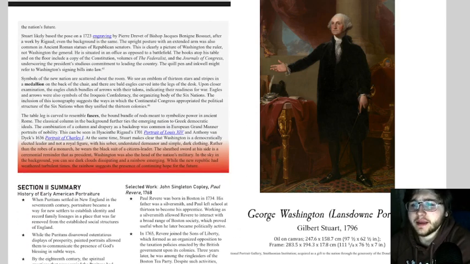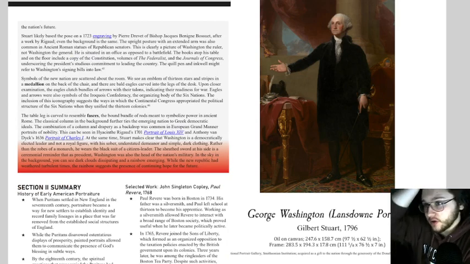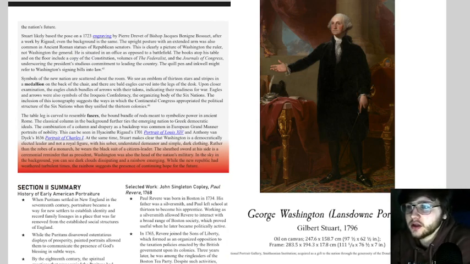Stuart likely based the pose on a 1720 engraving by Pierre Drevet of Bishop Jacques Benigne Bossuet, after work by Rigaud. Even the background is the same. The upright posture with an extended arm was also common in ancient Roman statues of Republican senators. This is clearly a picture of Washington the ruler, not Washington the general. He is situated in an office as opposed to a battlefield.